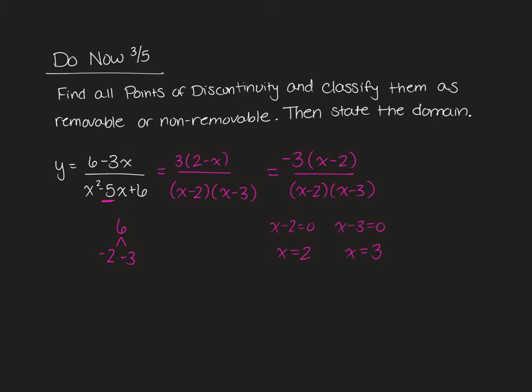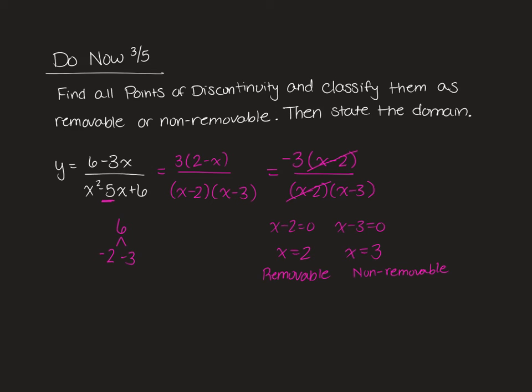Removable points are factors that cancel. So we can actually cancel out the x minus 2, which makes this x equals 2 removable. x equals 3, that does not cancel out. We do not take that out of the equation. This is non-removable.